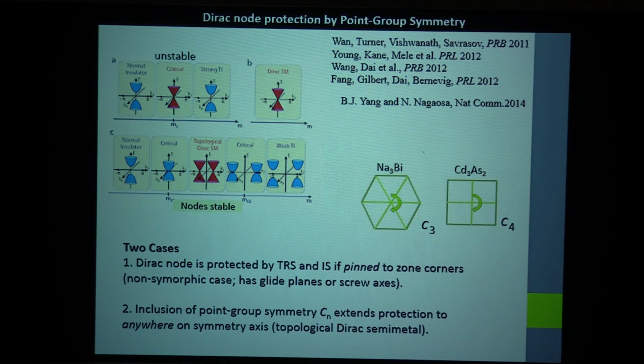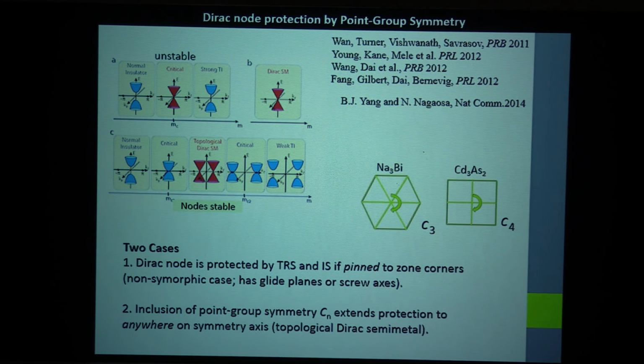and screw axes. Now the other case, which was realized by many groups, Bernard, for example, was that if you now introduce point group symmetry, so now you have three symmetries protecting the nodes, you don't need to pin the nodes at the corners of the Brillouin zone. They will be stable anywhere along the symmetry axis. So for example, I'm drawing two point group symmetries, C3 and C4, so the symmetry axis is coming up towards you, right? So the node can sit anywhere on that symmetry axis and still enjoy protection.